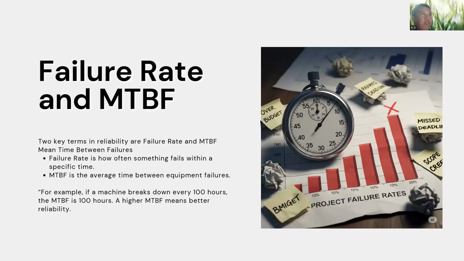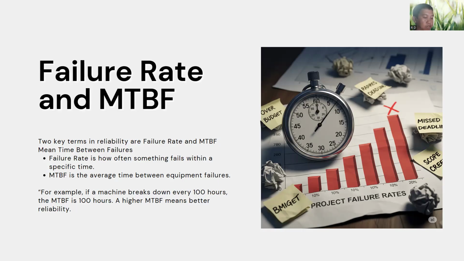Next one is the failure rate and the MTBF. The key terms in reliability are failure rate and MTBF, mean time between failures. Failure rate is how often something fails within a specific time, and the MTBF is the average time between equipment failures. So for example, if a machine breaks down every 100 hours, the MTBF is 100 hours. A higher MTBF means better reliability.